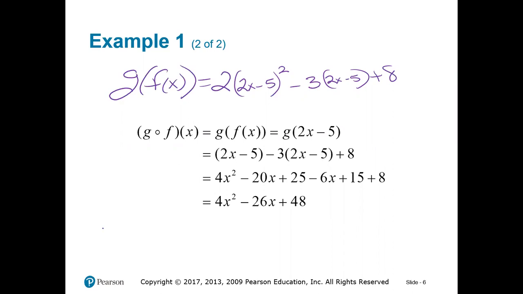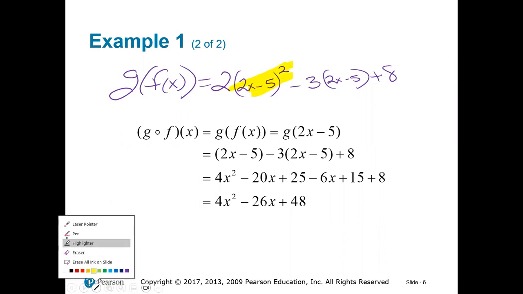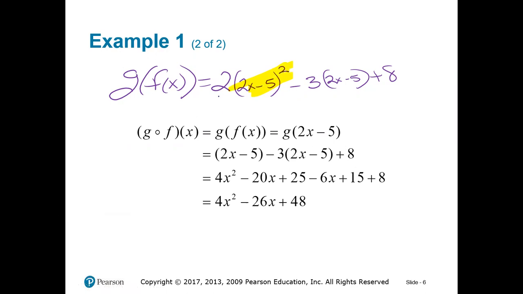And now that I've done that, we have some work to do. If you notice, we have this parentheses in a square. So that means we have 2 of those parentheses. So let's rewrite it. I'm going to have 2, and then I'm going to put a bracket here.